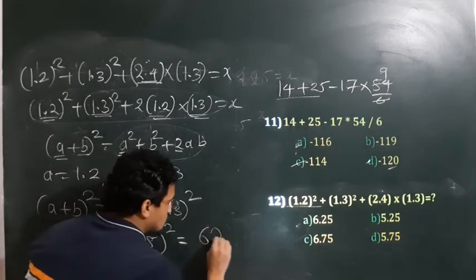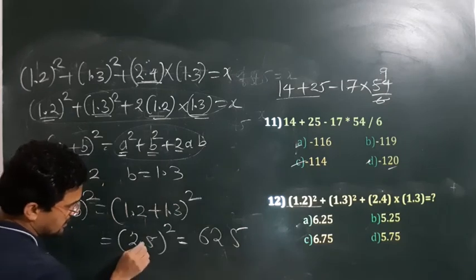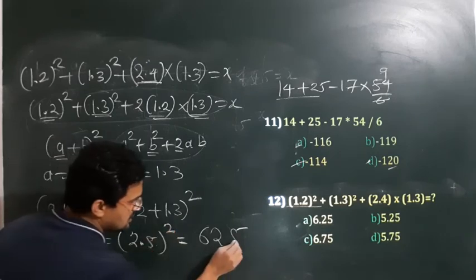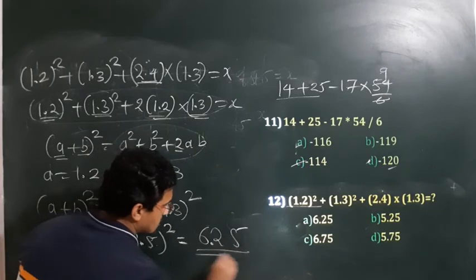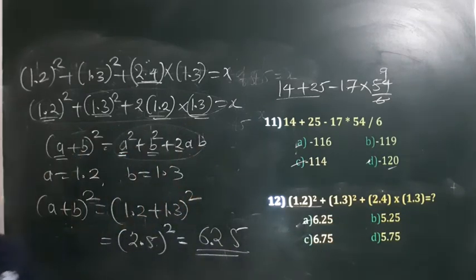If it is 625, then how many decimal points should there be? Because here it is one decimal point each, and if you multiply, you have to shift two decimal points. That means 6.25. You will get this answer. Okay, answer is A. So this is how you can use this equation.